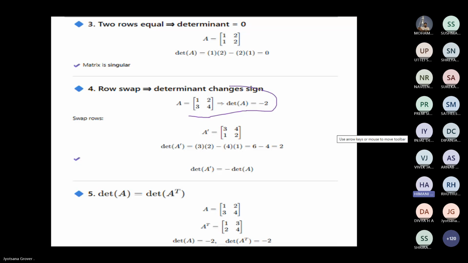Ma'am, one question on this third point. This also holds true for a bigger matrix like 3 cross 3 or 4 cross 4, any n cross n, if two rows are equal. So if you have the REF of any n cross n matrix and you got one row as 0, that row contains all zeros, so zero is coming in the diagonal also. So the product of diagonal entries is zero, so the determinant is zero. Okay? Third point.